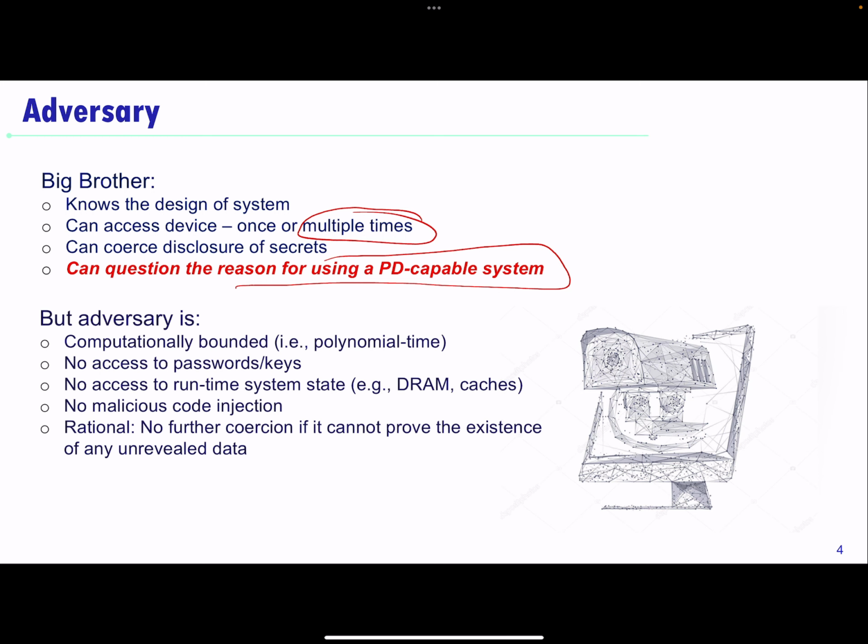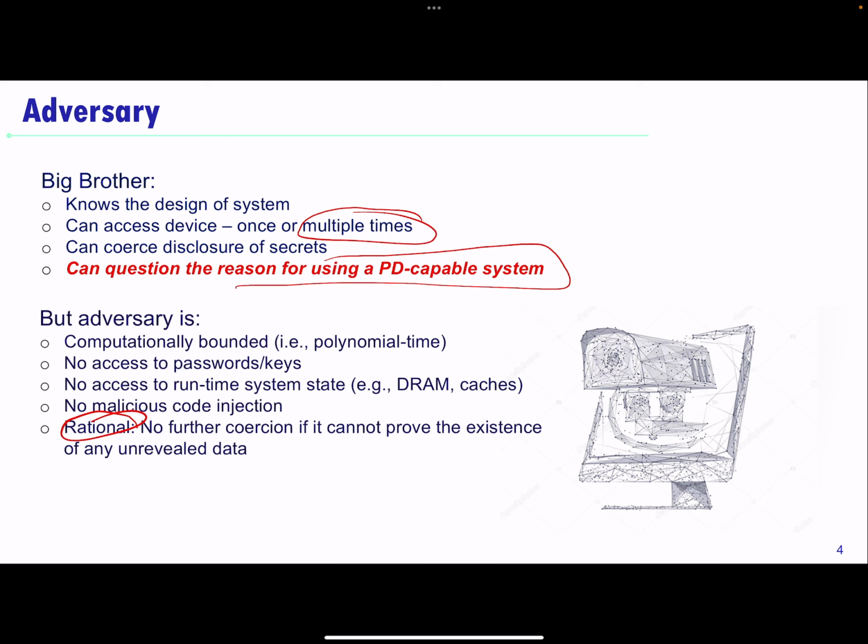But the adversary is assumed, reasonably so, to be computationally bounded, obviously, to be rational. This is an important one, meaning that, okay, if the adversary cannot prove the existence of unrevealed data, or if you have sufficiently convinced the adversary that there are plausible reasons for using this device and for responding to a rubber hose attack, there's no further coercion. So this rationality will play out differently in different scenarios.